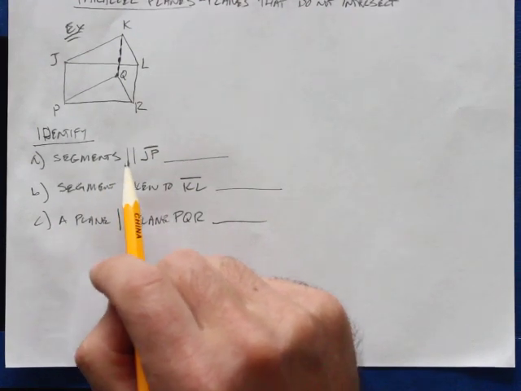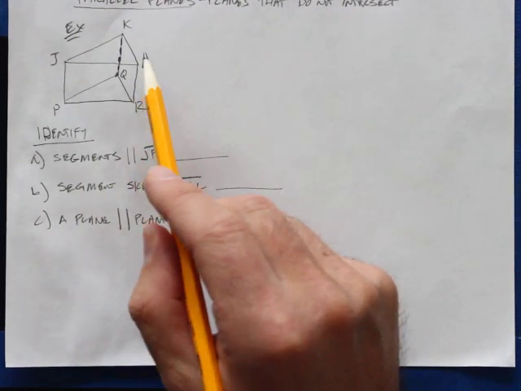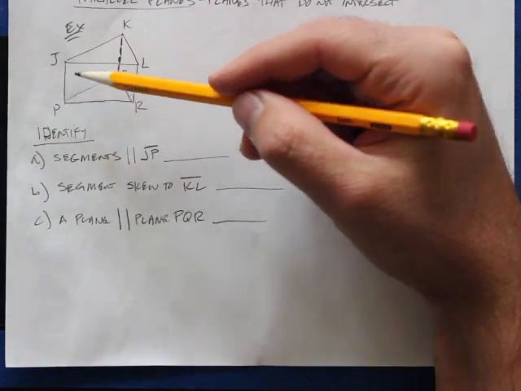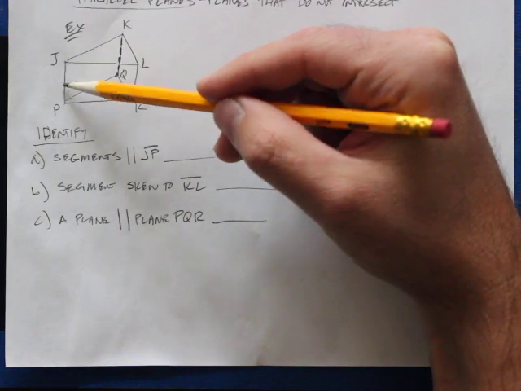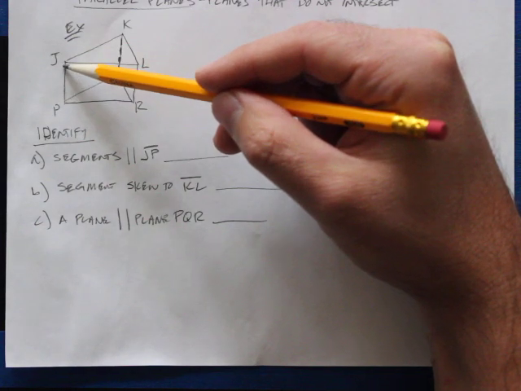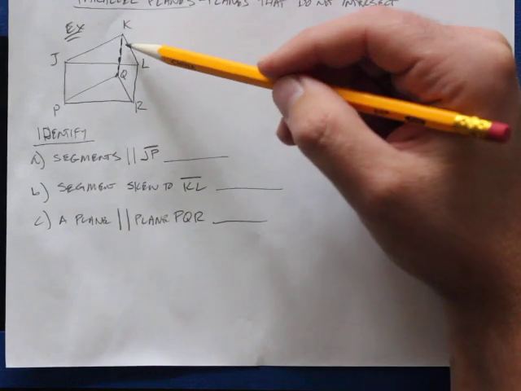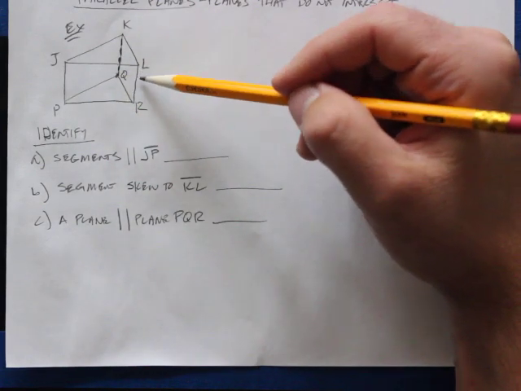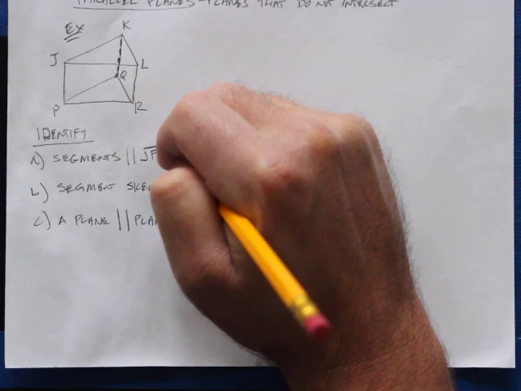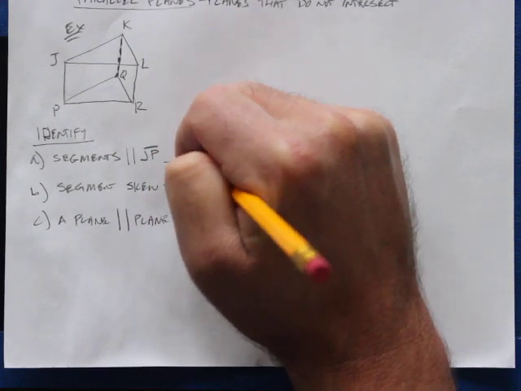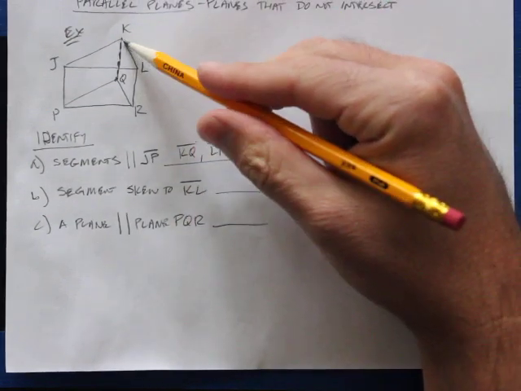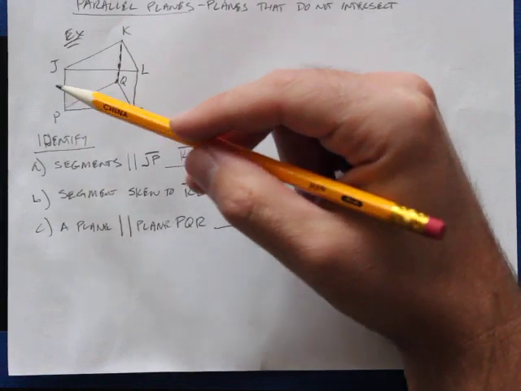Okay, segments parallel to JP. So I'm going to find JP, that's right here. And so the segments that are going the same direction as JP and will never cross or never intersect JP are KQ and LR. So segments KQ and LR. Those are the segments that are parallel to JP.